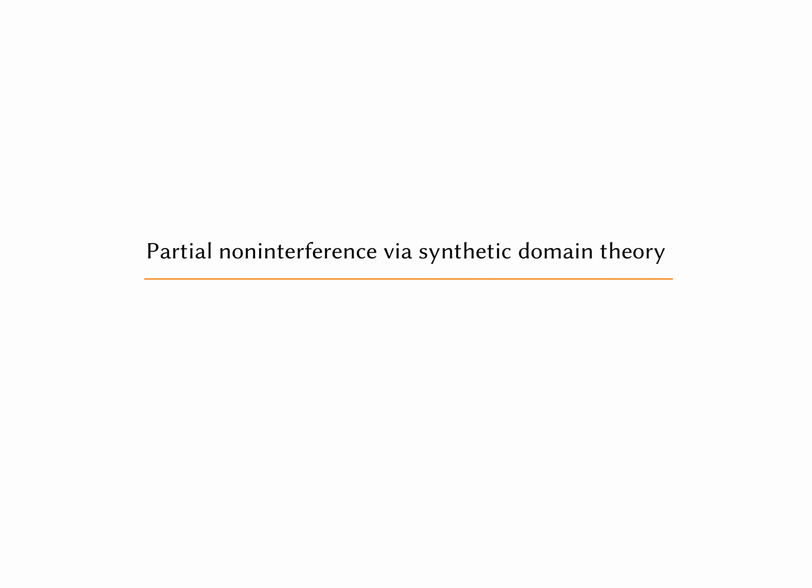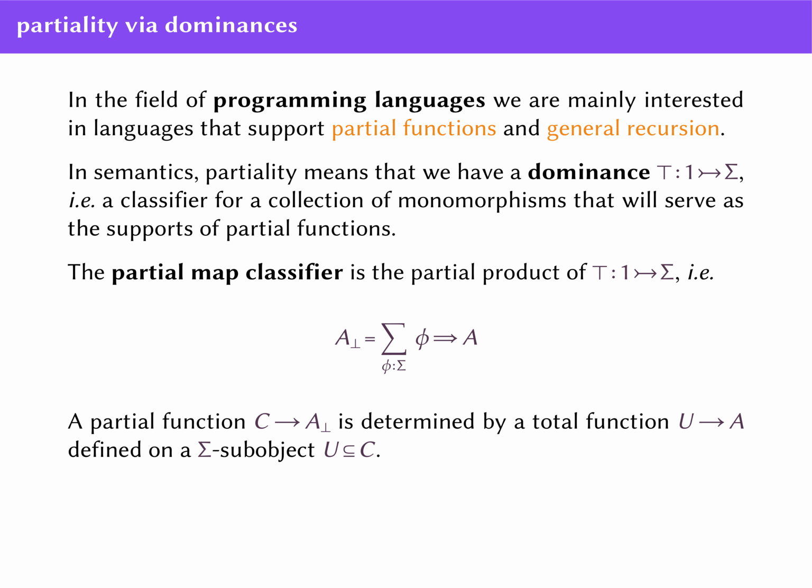Next, we examine how to extend our account of non-interference and information flow control to account for partiality. In the field of programming languages, we are mainly interested in languages that support partial functions and general recursion. In semantics, partiality means that we have a dominance, that is, a classifier for a collection of monomorphisms or subobjects that will serve as the supports of partial functions.